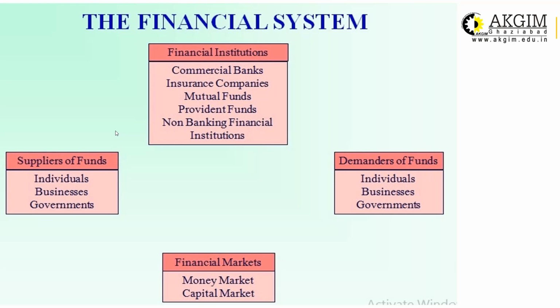Financial institutions means bankers, insurance companies, mutual funds, provident funds, NBFCs, non-banking financial corporations, long-term fund providers, stock markets, right? Your stock exchange. All these institutions combined make a financial system. The financial system will help you to know who the suppliers are, right? These financial institutions basically make a bridge between suppliers and demanders, right?